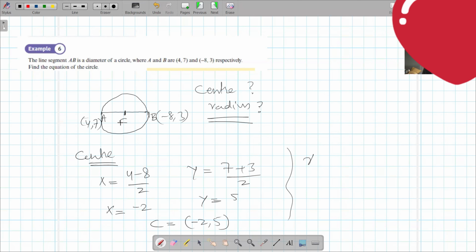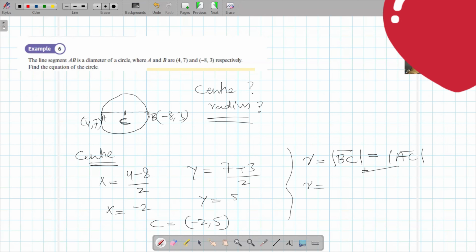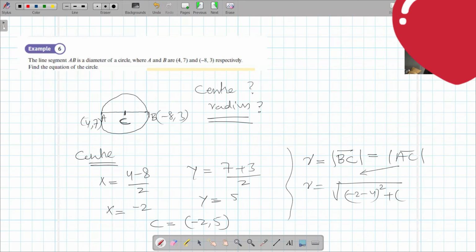If C is this middle point, then the radius will be the distance BC or the distance AC. Anyone you can find. Let's find AC from A to C. It will be (-2 minus 4) squared plus (5 minus 7) squared using the distance formula. And the square of 6 is 36 and the square of 2 is 4. So it is root 40.